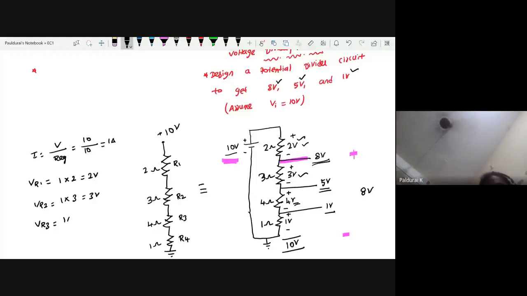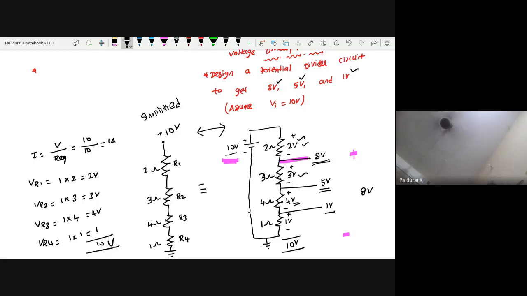Across 4 ohm, right? R3 across 4 ohm. So it becomes 1 times 4, which gives you 4 volt. What is the voltage drop across R4? 1 times 1, so 1. If we add everything, we get 10 volt. Okay, so this is a simplified version of this circuit, right? Both are equal actually, but this is a simplified version.